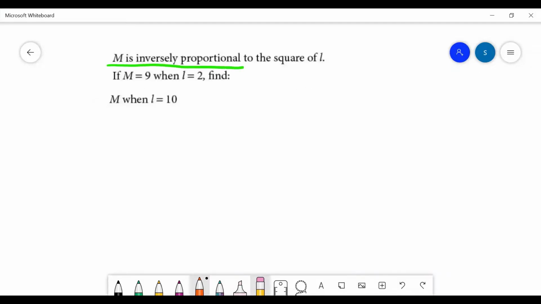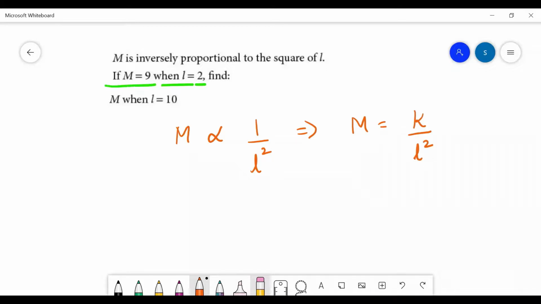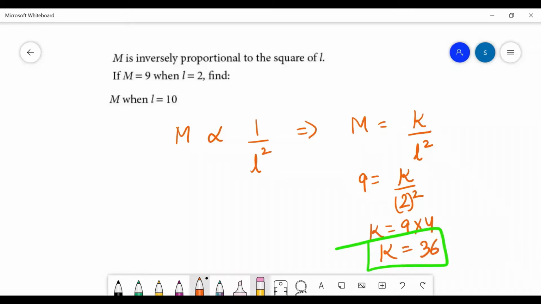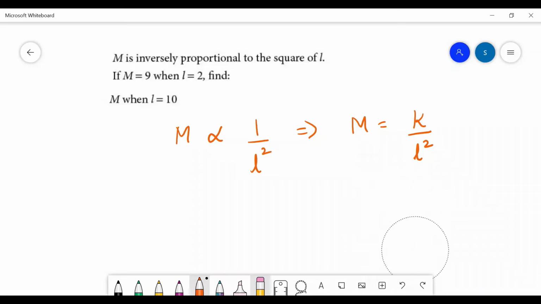Next we have m is inversely proportional to the square of L. So that means m is inversely proportional to L square, and in the equation form it will be m equal to k by L square. So if m is 9 when L equal to 2, use this sentence to find the value of k. So m is 9 and L is 2. So by this k equal to 9 into 4, which means k equal to 36. So that's the value of the constant, 36.